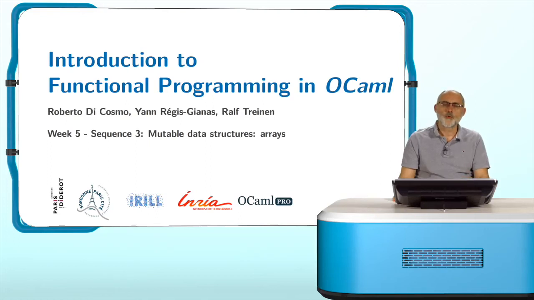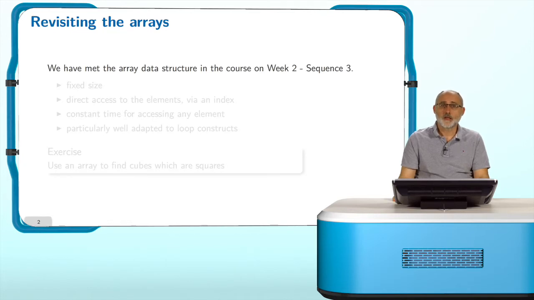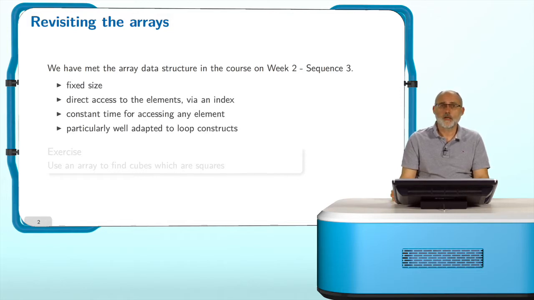In this sequence, we will find our first mutable data structures, which are the arrays. We have met the array data structure back in the course in week 2, sequence 3. That's a very interesting data structure. It has a fixed size, it allows us direct access to the elements in constant time, and indeed it is particularly well adapted to be used with loop constructs, like the one we have just seen.